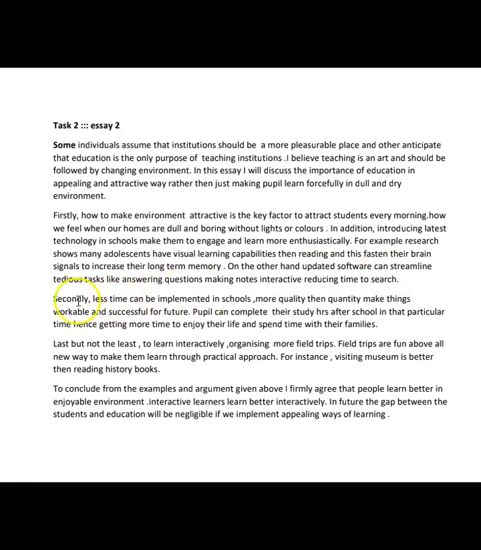Alright? Okay. Secondly, less time can be implemented in schools. More quality than quantity make things workable and successful for the future. Okay. So, secondly, less time could be spent in schools, encouraging quality rather than quantity. And then I would start another sentence and say, this will be more successful for the future. Pupils can complete their studies at the end, after school, hence getting more time to enjoy their lives and spend time with their families.